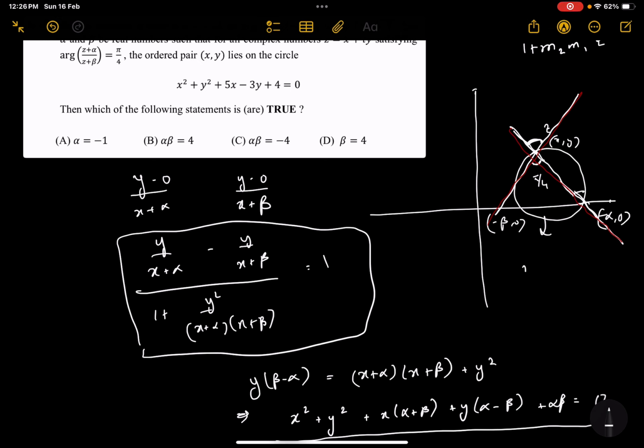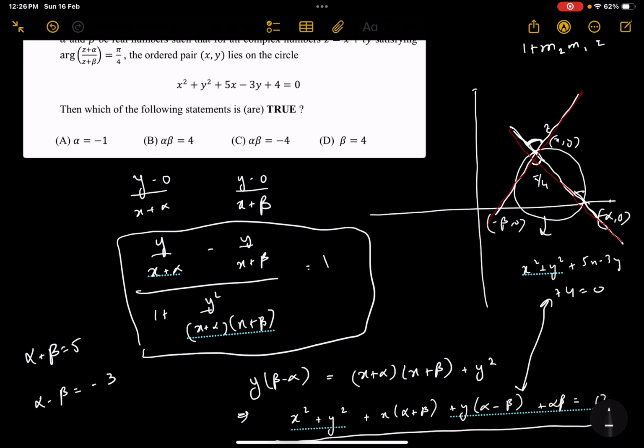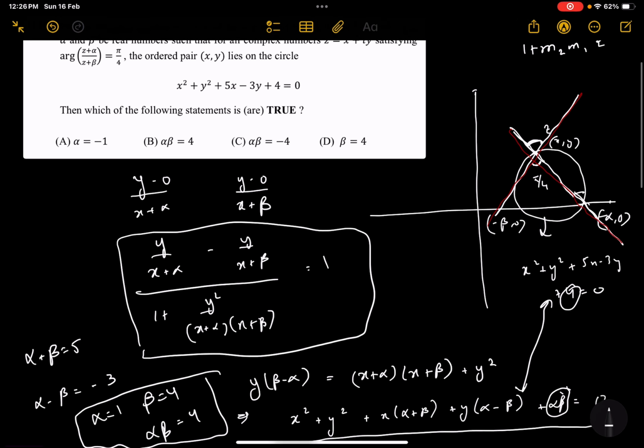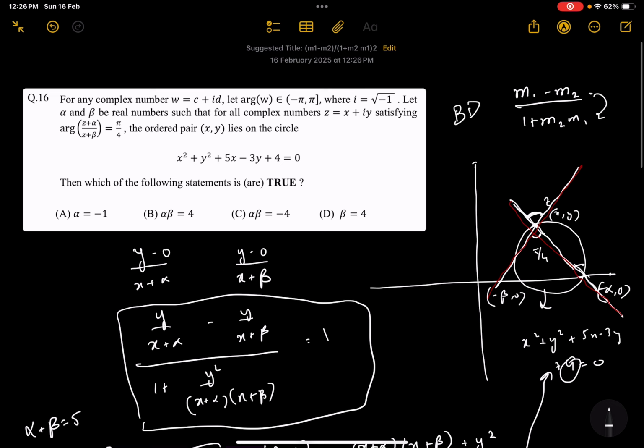The equation of the circle was x square plus y square plus 5x minus 3y. So this equation and these equations are describing the same locus, same curve. So these should be the same. That means alpha plus beta is 5 and alpha minus beta is minus 3, which gives me alpha is 1, beta is 4, and alpha beta is 4 from here. So this is consistent. So we have our answer. So answer is B and D. Answer is B and D.